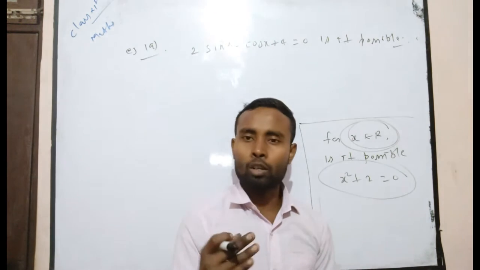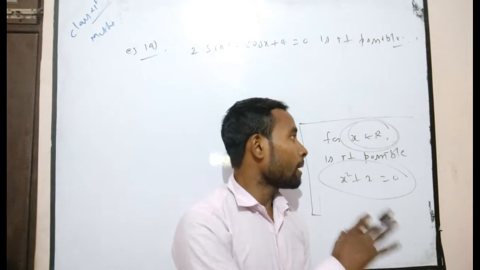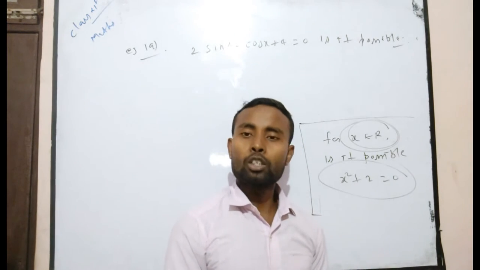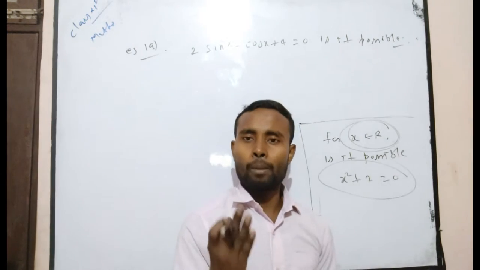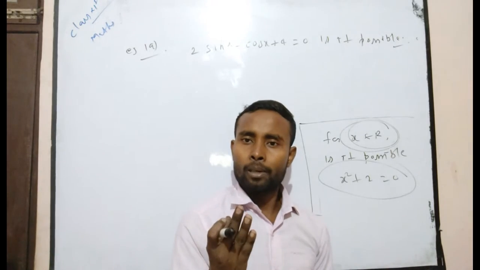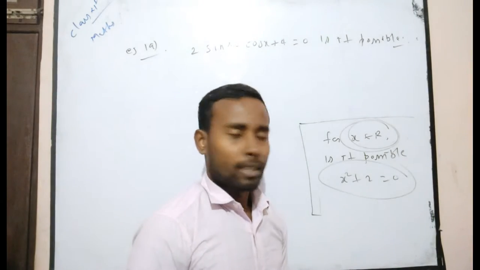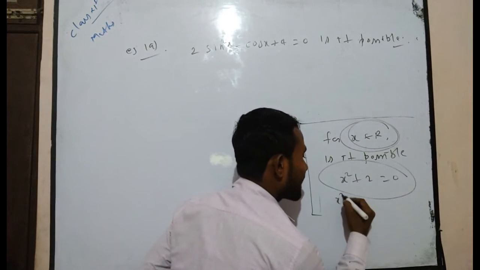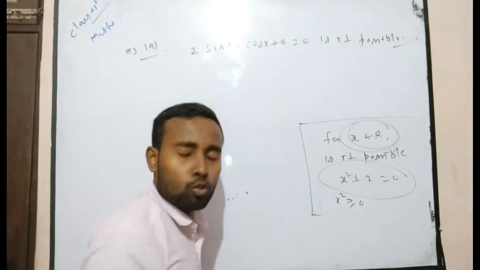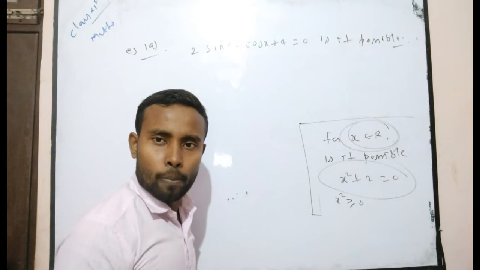Positive means greater than or equal to 0, maybe 0, so it includes 0. You can say that a number whose square is positive including 0 is called a real number. That means definitely here x square is always greater than or equal to 0.